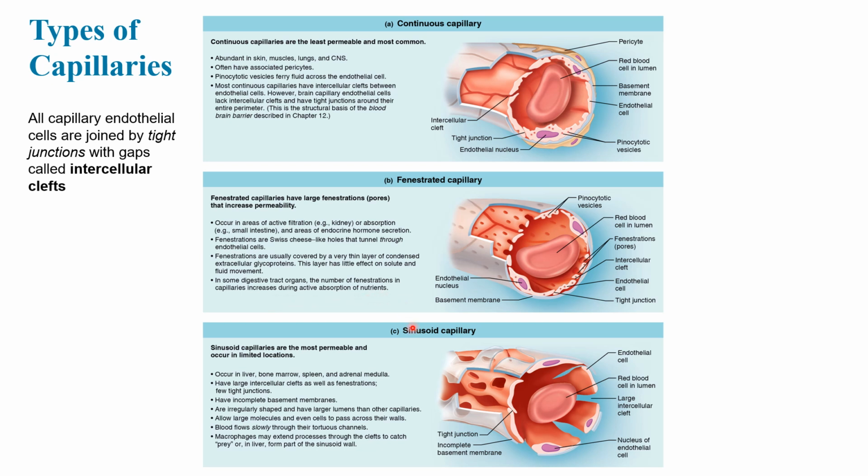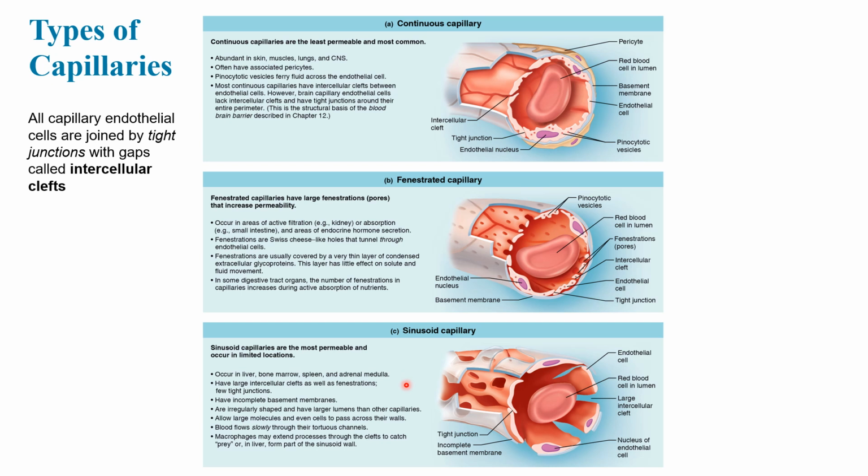All right, then we come to the third type, the sinusoid capillaries. Sinusoid capillaries are the most permeable, and they occur in limited locations. Okay, so where are they present? They're present in the liver, in bone marrow, in the spleen, and the adrenal medulla. So these are the only places where sinusoid capillaries are present.